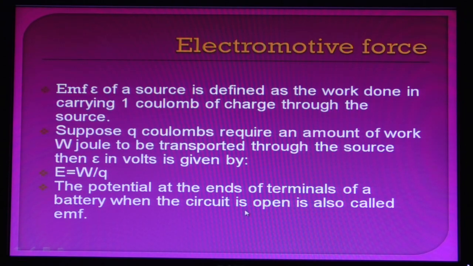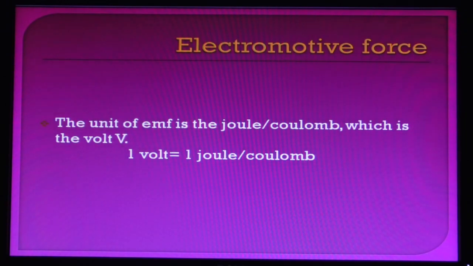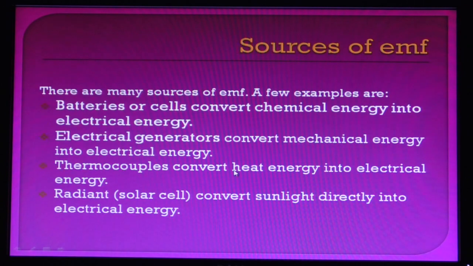Even if we are not utilizing that cell in the circuit, it means when the circuit is open, when the circuit is disconnected, still there is an energy which is stored in the cell, and that is known as EMF. EMF is present although the circuit is not closed. If it is open, still it carries EMF. The unit of EMF is joules per coulomb, which is volt. 1 volt is equal to 1 joule per coulomb.